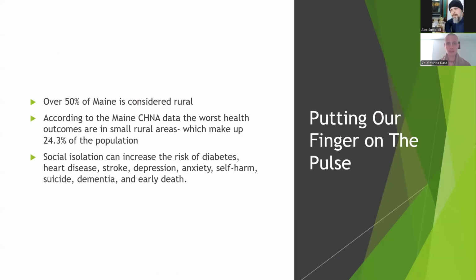According to the Maine CHNA data, 50% of Maine is considered rural, and the rural area in Maine had the worst health outcomes. And this is about 24% of the population. Social isolation, for example, in rural areas, can be an influencing factor, according to the CDC, to increasing the risk of diabetes, heart disease, stroke, depression, anxiety, and many other chronic health diseases. And so when we think of rural Maine, 50% of the state is at increased risk for these diseases.